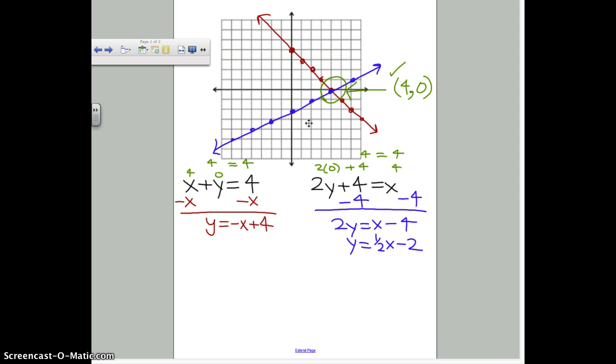Always. Okay? We'll talk a little bit about how to plug this into our graphing calculator and go from there, but in the meantime, think about how you would graph two lines and determine where they intersect.